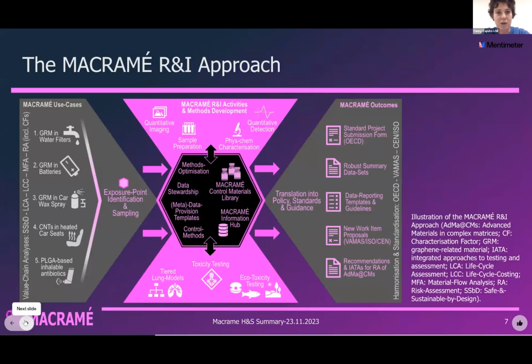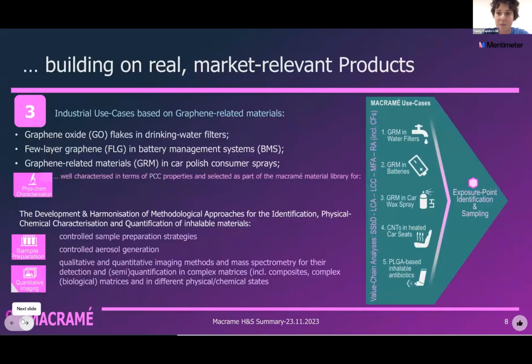You have already heard about the MACRAME project from Tommaso yesterday, and Elizabeth today presented the concept, so I will not go through the general description of the project. But one thing I wanted to mention before getting into the Mentimeter survey is that in this project, in terms of physical chemical characterization and materials, we are not only focusing on, let's say, the pristine (in brackets).